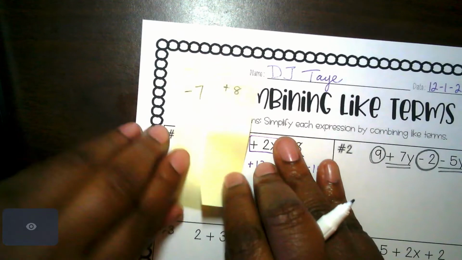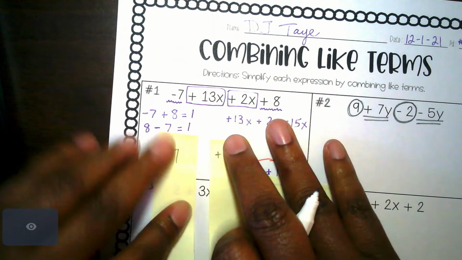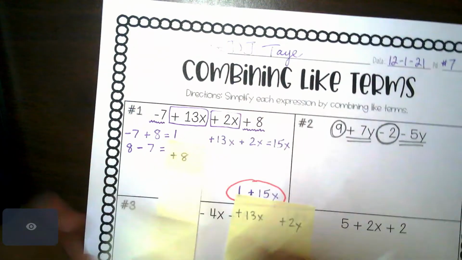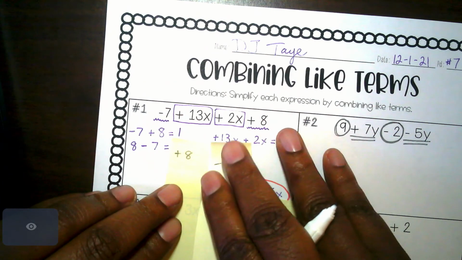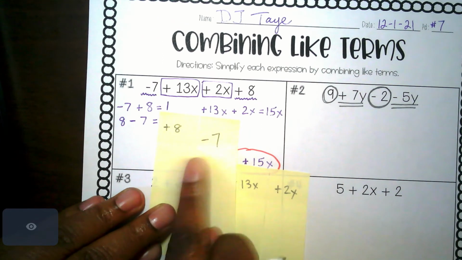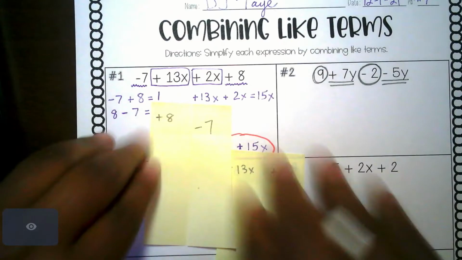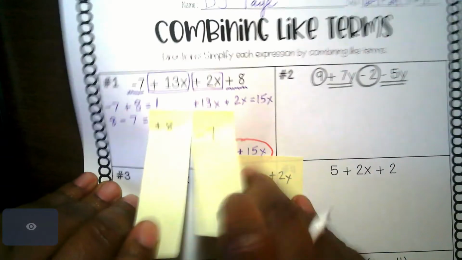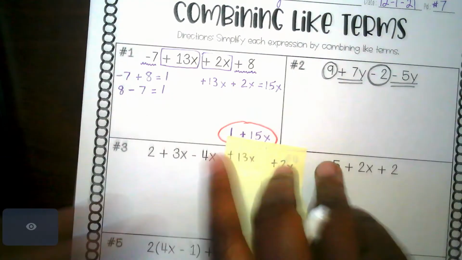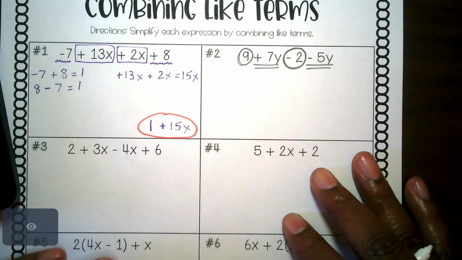Now I'm looking at this one, and I have my minus 7 and my plus 8. Well, let me put these puzzle pieces next to each other, make it a little easier for me. 8 minus that 7. And then that's how I got my 1. So I know I went backwards a little bit, but I wanted to show you that real quick for that first one. All right, so back to business for number 2.